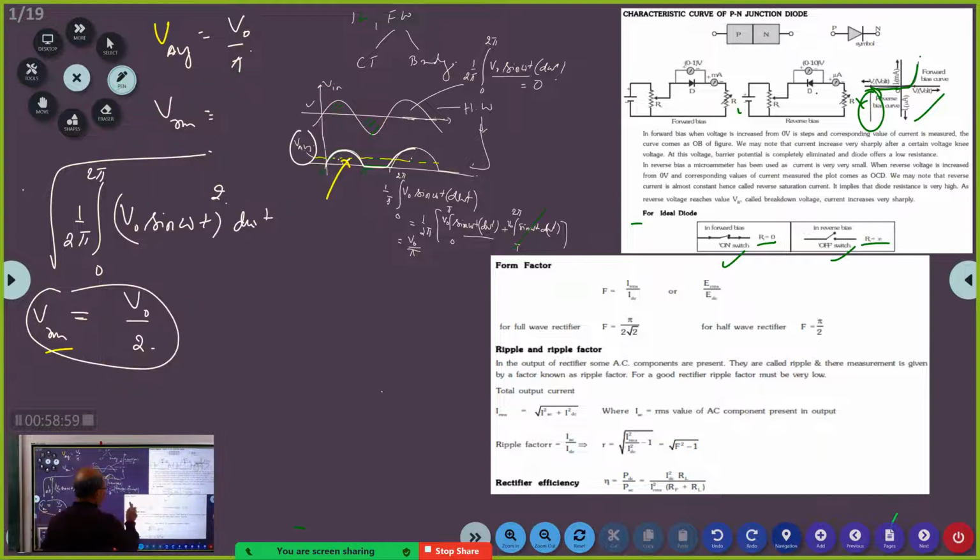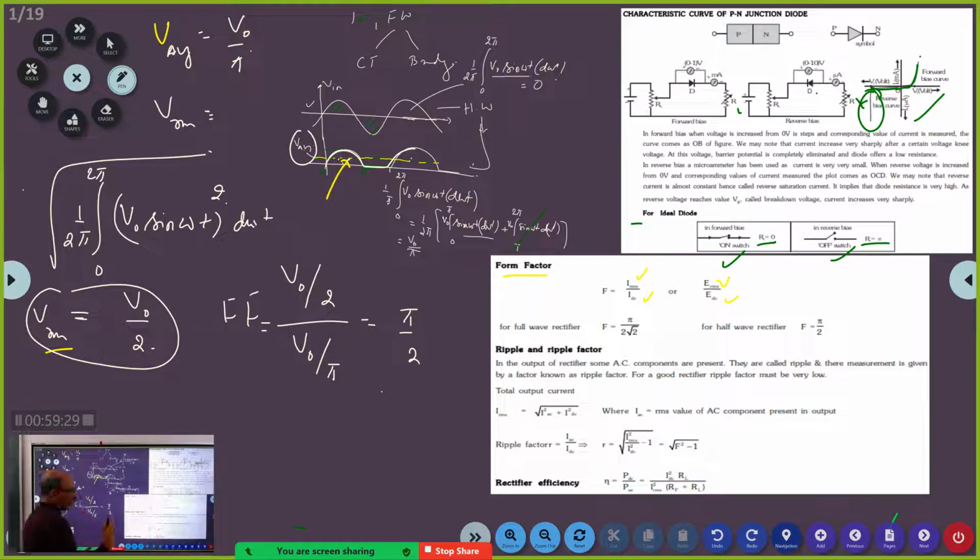So we define something called the form factor. Form factor means IRMS by IDC or ERMS by EDC. Right? So what is ERMS for a half wave rectifier? ERMS for a half wave rectifier is V naught by 2. And EDC, E meaning output voltage, will be V naught by pi. So this gives pi by 2. This is the form factor. It's a performance parameter.